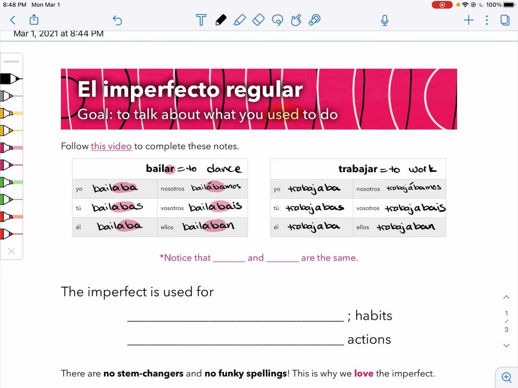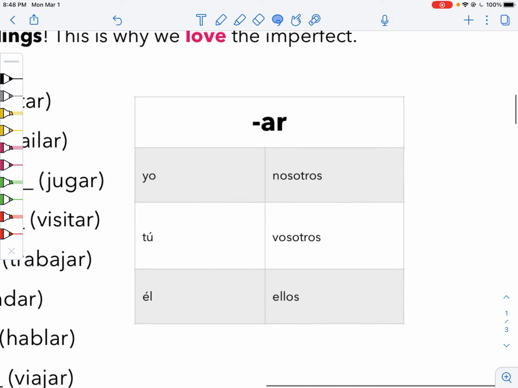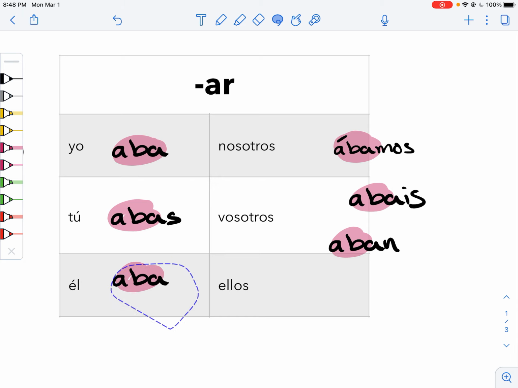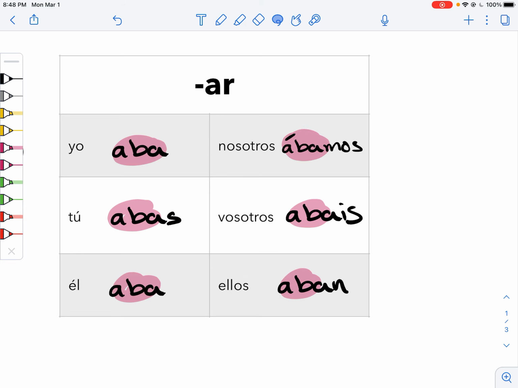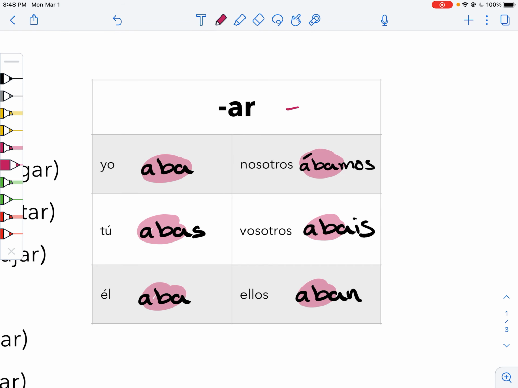You'll notice that our AR endings with aba, abas, aba, abamos with an accent, abais, aban, that pattern follows for all of our AR verbs. Whenever you have an AR verb, you're going to use the aba endings, taking a special note to remember the accent in the nosotros form. So there you have it. When you have AR, think aba.